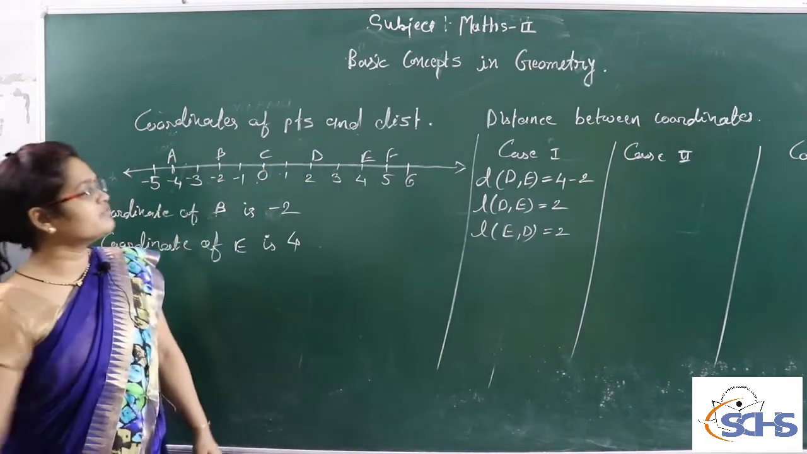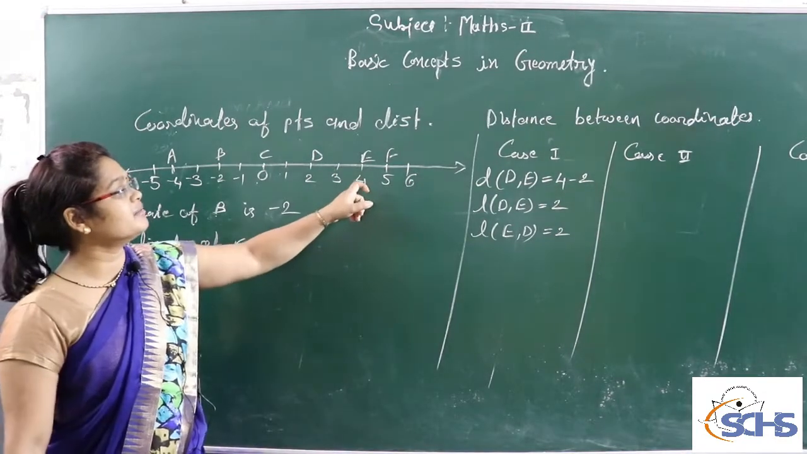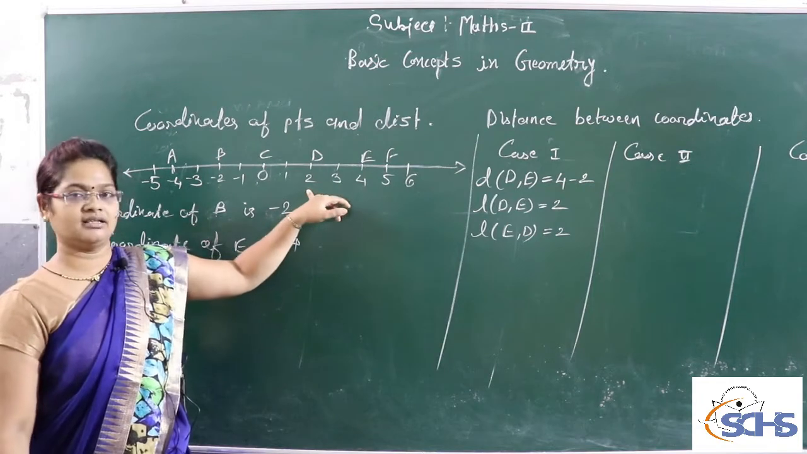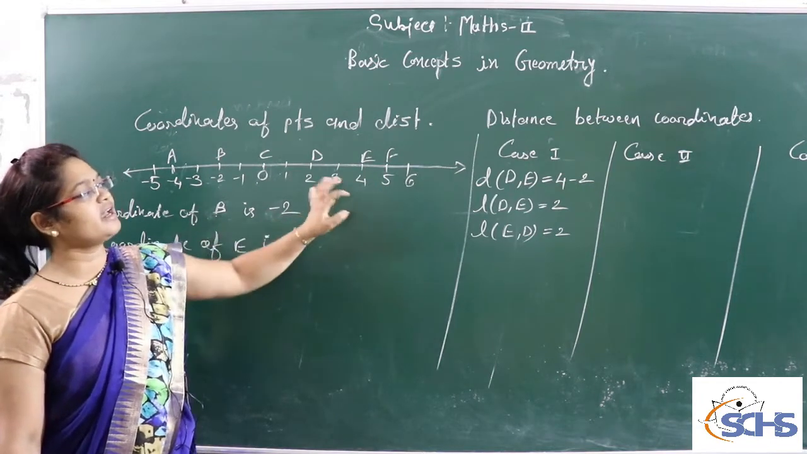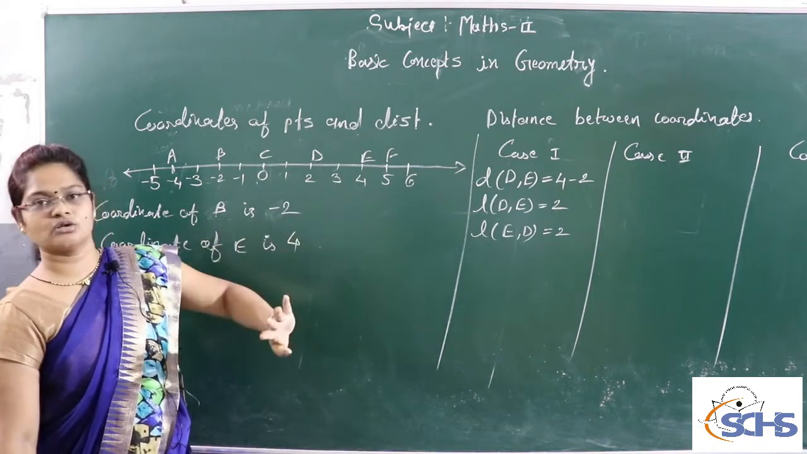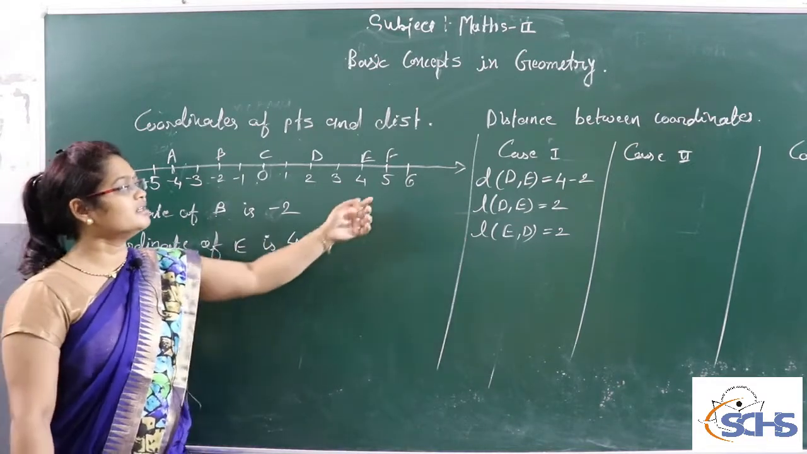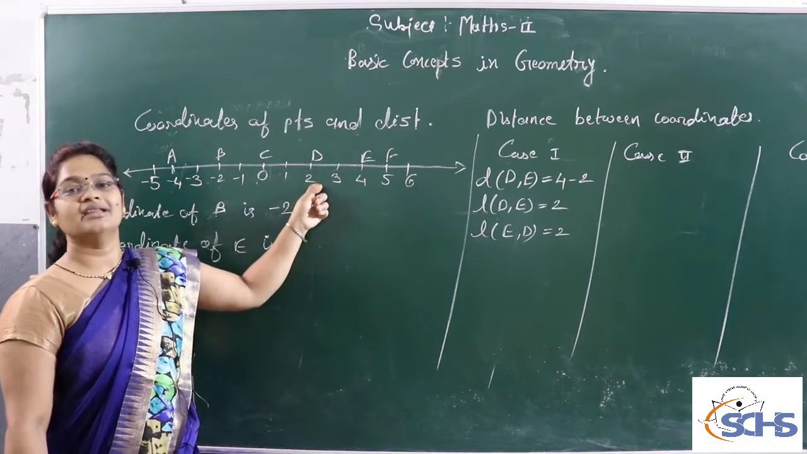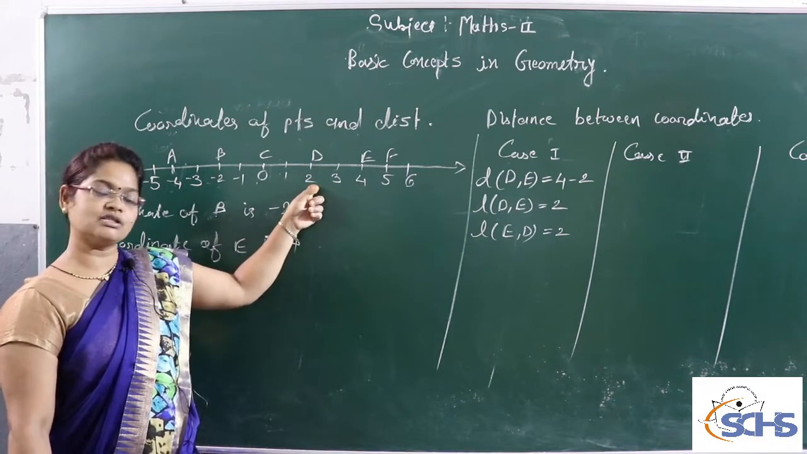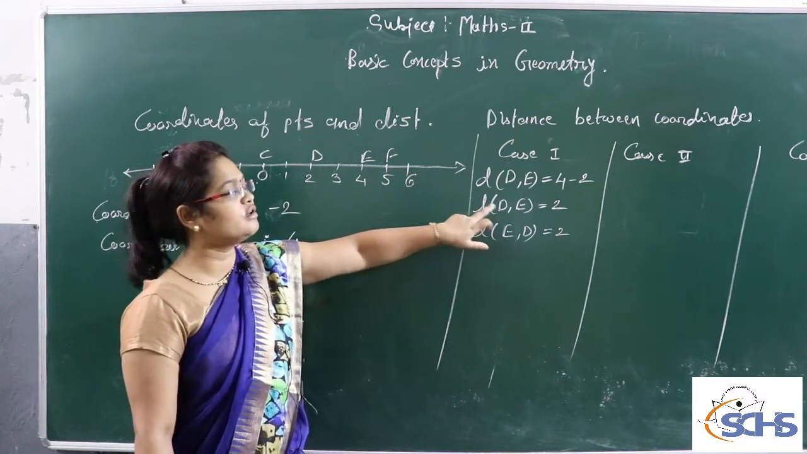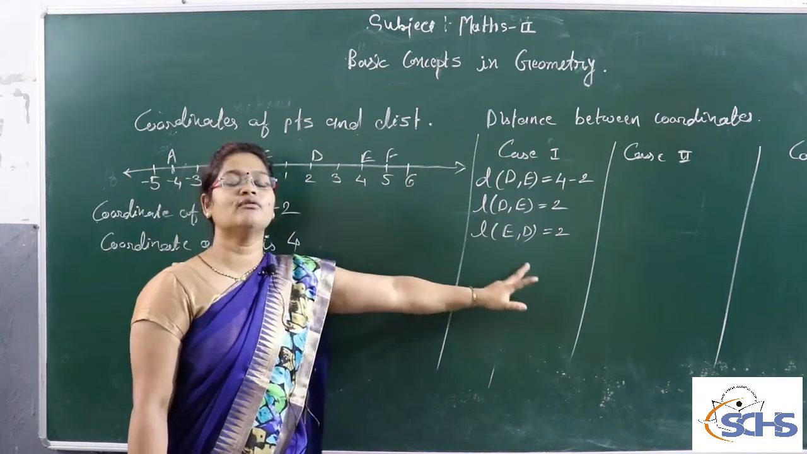Why? Because if we have to find out the distance between E and D, in this case also we will subtract the smaller coordinate from the greater coordinate. It means we will do 4 minus 2, and the answer is equal to 2. Therefore, we can write length of DE is equal to length of ED.